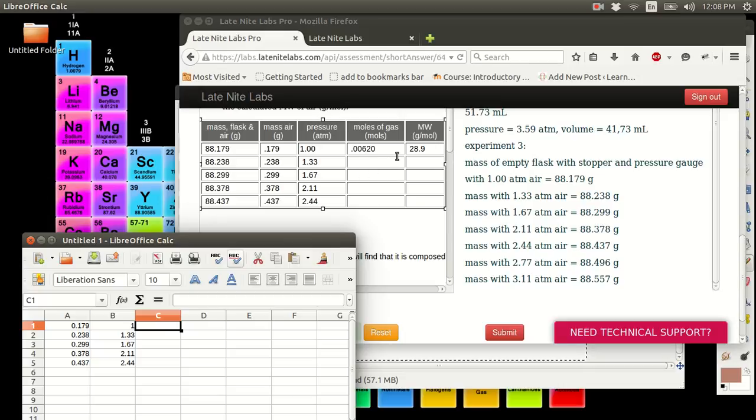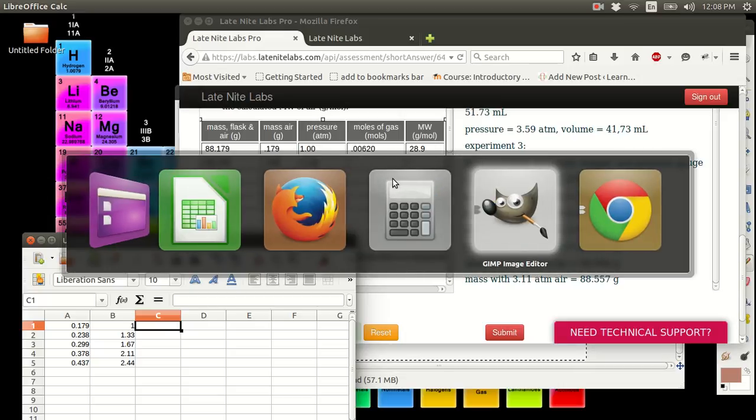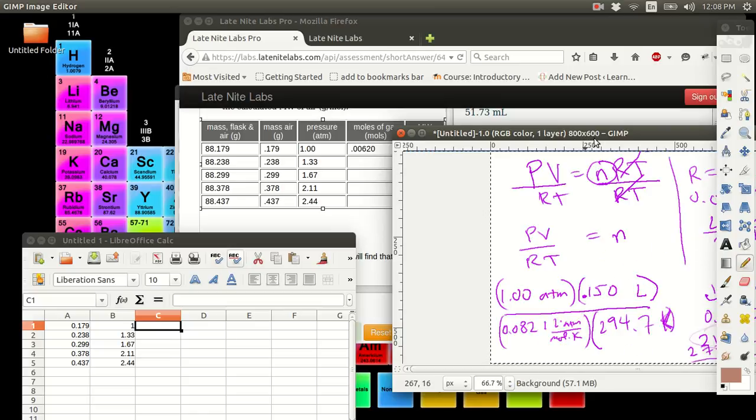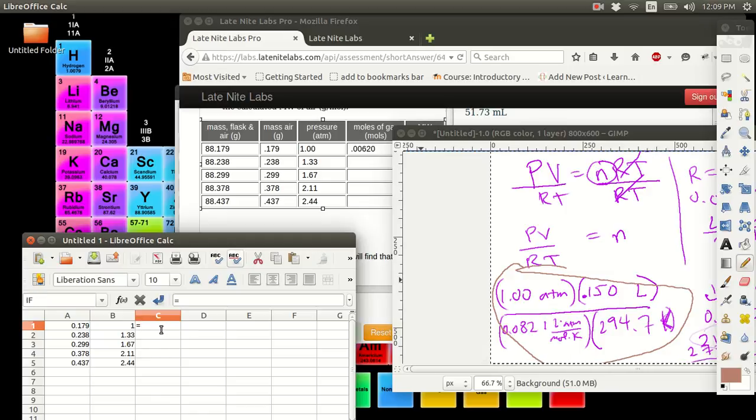Now remember, for the moles of gas, do I still have the calculation up for you? No? Rats. I do. Okay, so there it is. So for the moles of gas, we're doing this stuff that I had done in purple for you. So it's going to be equals the pressure, and this is the pressure, times the volume is always going to be the same, 0.150, divided by this number, R is always the same, 0.0821, divided by the temperature in this lab, that temperature is always the same, 294.7, equals. And I'm going to have that done all the way through.